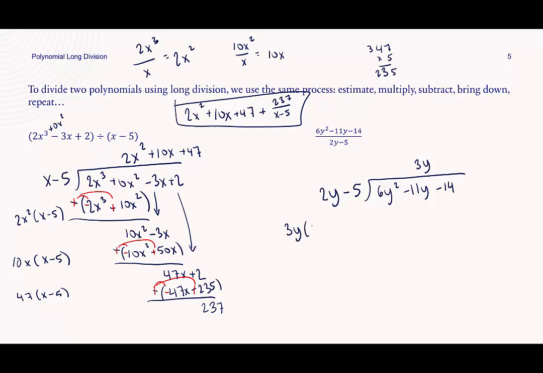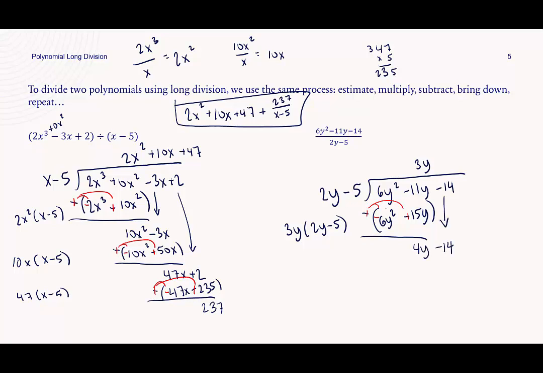Because if I divided 6y squared by 2y, I would have 3y. I take that piece of the quotient, I multiply it to my divisor. 3y times 2y is 6y squared. 3y times minus 5 is minus 15y. This whole thing is subtraction. Let's change the signs. That becomes a negative, that becomes a positive. Then I can change that to a plus. I go to combine. 6y squared and negative 6y squared are 0. Negative 11y and positive 15y make 4y. Bring down the minus 14.